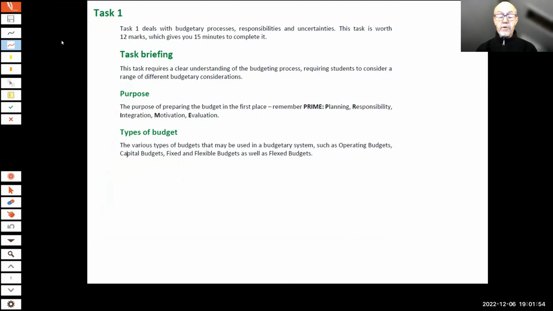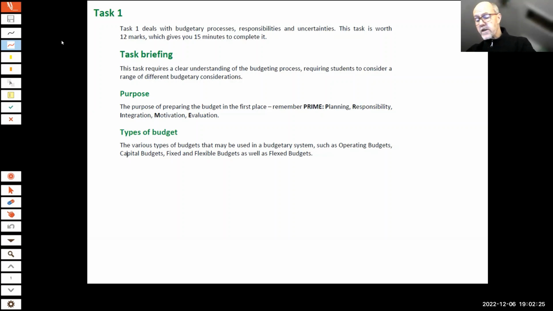When all said and done, a budget is essentially an educated guess as to what we think is going to happen in the future. And of course, the future can never be predicted with 100% accuracy. This task is worth 12 marks, which gives you 15 minutes to complete it. This task requires a clear understanding of the budgeting process, requiring students to consider a range of different budgetary considerations.